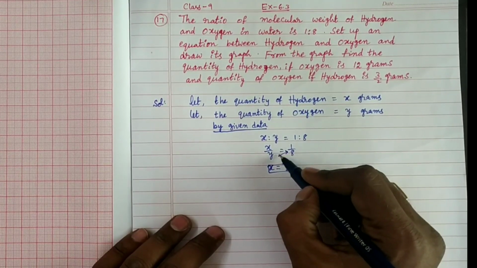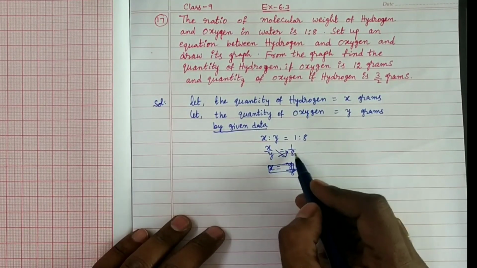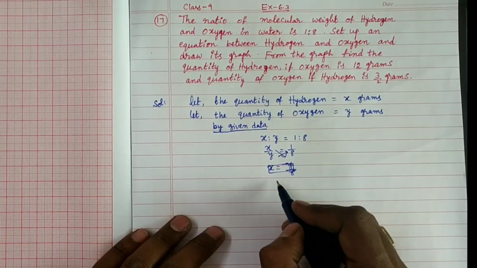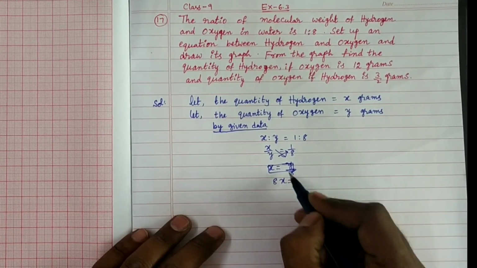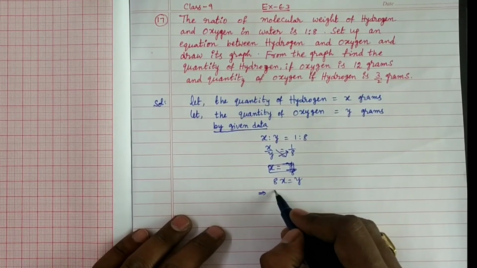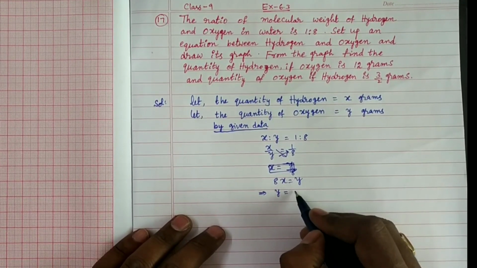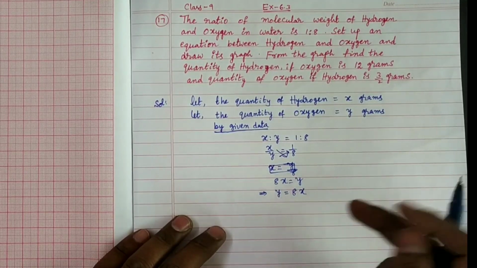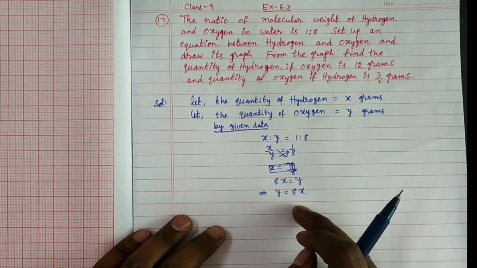Cross multiply it. x into 8, 8x, y into 1, that is equal to y. That implies finally we get y equals 8x. So this is the required linear equation.